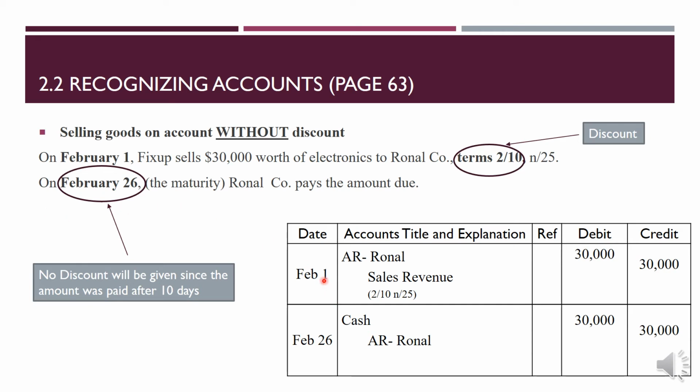So first, February 1, we sold on accounts receivable to Ronald, and sales revenue. Why sales and not service? Because we sold a product. It was paid on February 26, so it was paid after 10 days. So the customer will have no discount. That's why we have a cash and accounts receivable.